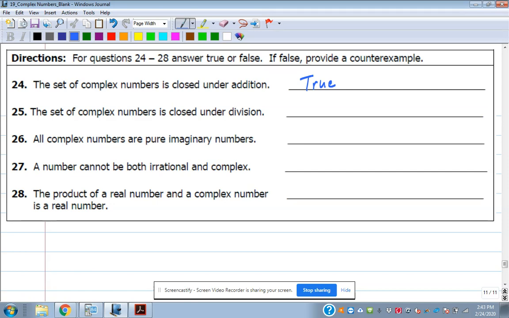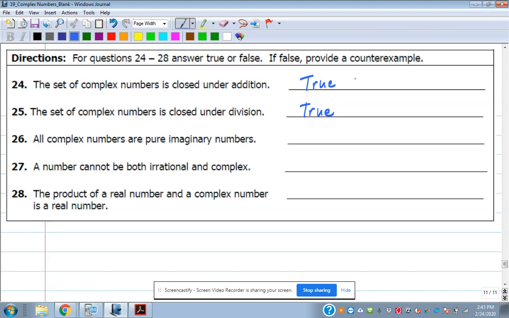25, the complex numbers is closed under division. So if I divide two complex numbers, do I always get complex numbers back? Again, complex numbers, the biggest set. So no matter what I do when I divide them, I'm going to get a number back of some sort, but it's the biggest set of numbers. So it's got to be closed under division too, because you're always going to get complex numbers back.